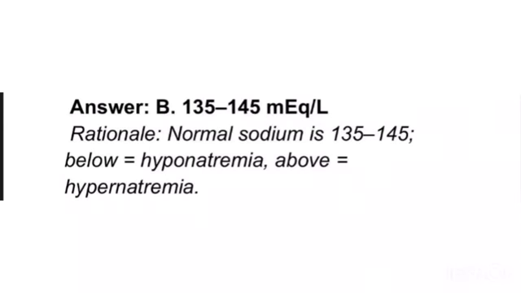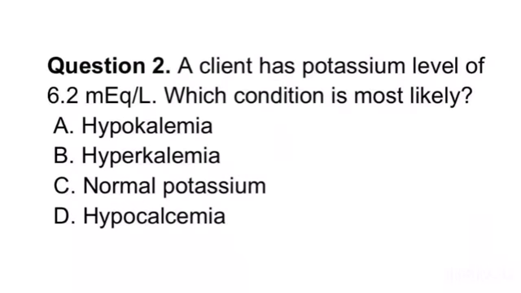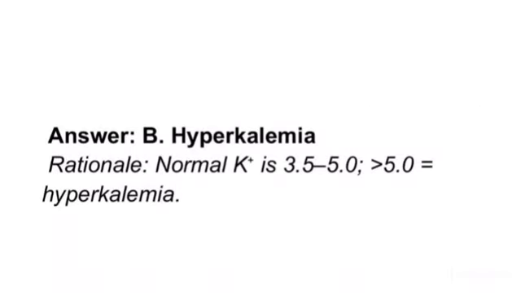Rationale. Normal sodium is 135 to 145, below hyponatremia, above hypernatremia. Question 2. A client has potassium level of 6.2 milliequivalents per liter. Which condition is the most likely? A. Hypokalemia, B. Hyperkalemia, C. Normal potassium, D. Hypocalcemia. The answer is B. Hyperkalemia. Rationale. Normal potassium is 3.5 to 5.0 milliequivalents per liter. More than 5.0 equals hyperkalemia.